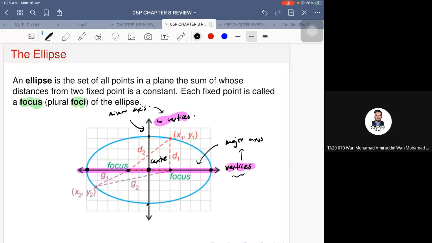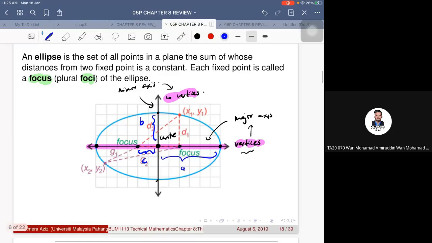Okay, kita nak cerita pasal jarak pula. So jarak antara center dengan vertices, jarak dia adalah bersamaan dengan A. Jarak antara center dengan co-vertices, jarak dia adalah B. And jarak antara center dengan focus, jarak dia adalah bersamaan dengan C. And ada formula macam mana nak kira C. So C square adalah sama dengan A square tolak B square. So maknanya kalau you tahu nilai A, you tahu nilai B, you boleh cari apa dia jarak C.